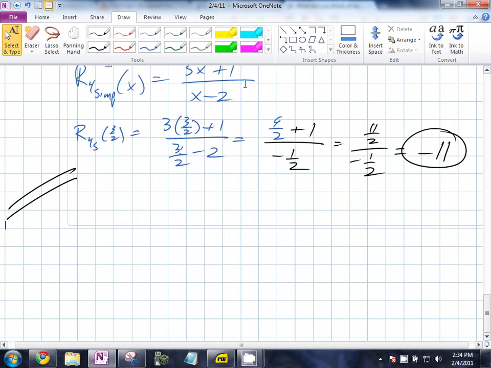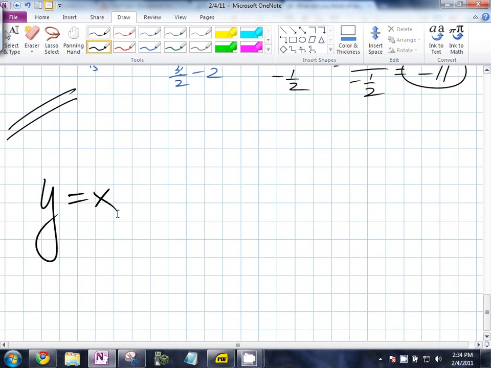So let's see if this clears things up for you. Have you ever graphed this function before? Yeah. It's not a trick question. Okay. So what does this look like?